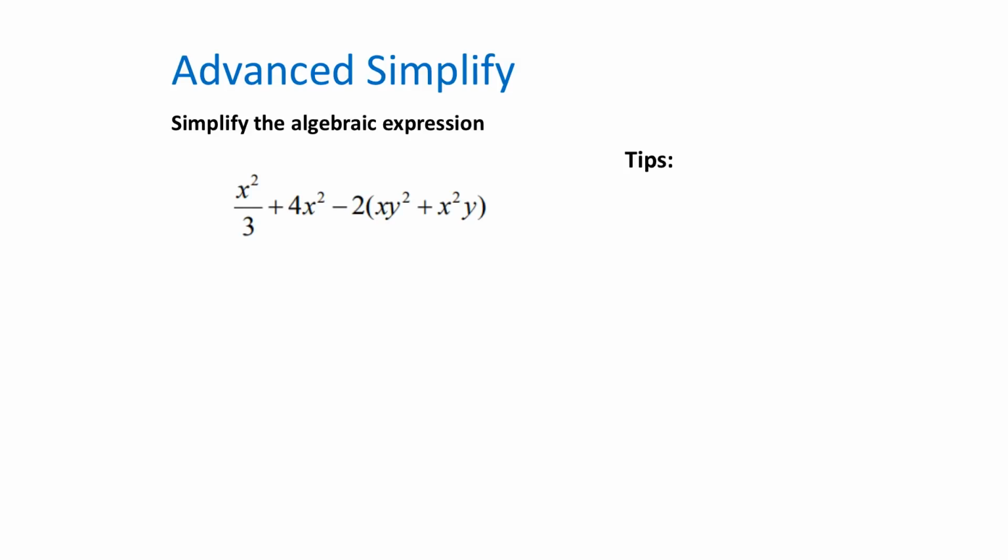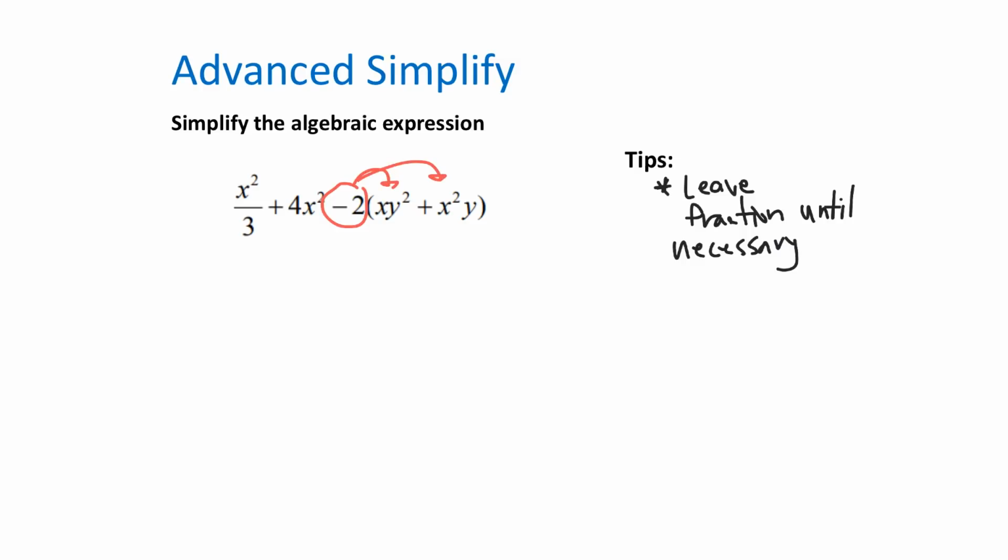Okay, so the last one is we're going to look at advanced simplification. Now, when you look at this, you might start to freak out just a little bit and say, okay, man, now there's a fraction there, and I have no idea what to do with fractions. I've always hated fractions. But here is a quick tip for you to get through that. You're basically just going to leave the fraction alone until you actually have to use it. So when we go through this, the first thing that we're going to do anytime we see a set of parentheses is probably try to distribute. So we're going to distribute this negative 2. And so I'm just going to rewrite: x squared over 3 plus 4x squared minus 2xy squared minus 2x squared y.